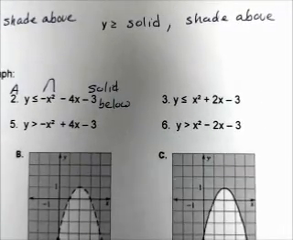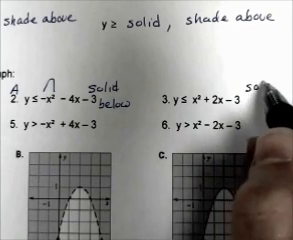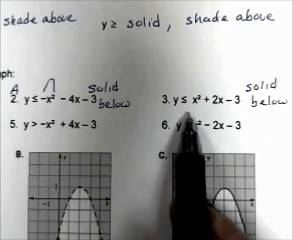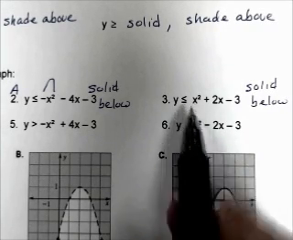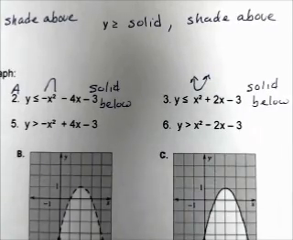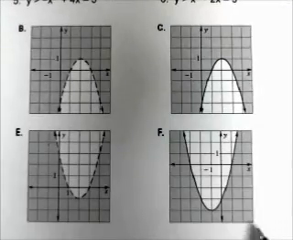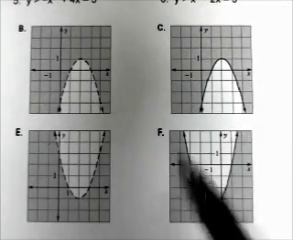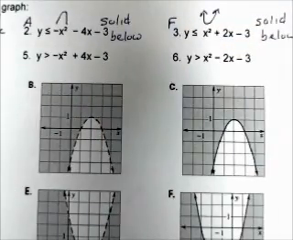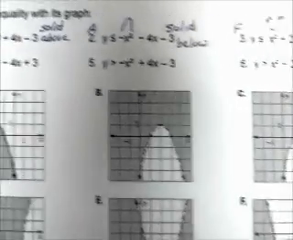Number 3, less than or equal to, solid, shade below. The parabola, since the lead coefficient's positive, would be concave up. So we want solid, concave up with shading below. Here we are. Solid, concave up, shading below. So F is our graph for number 3.